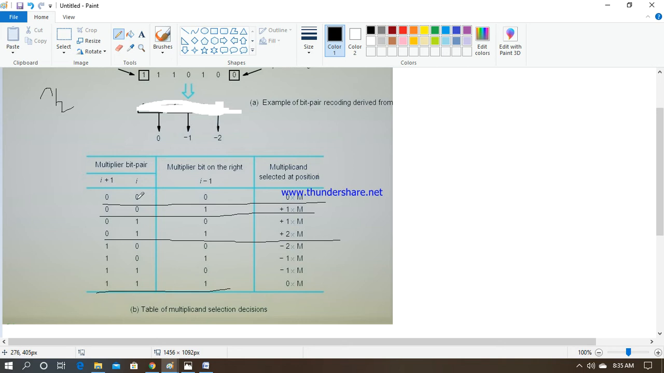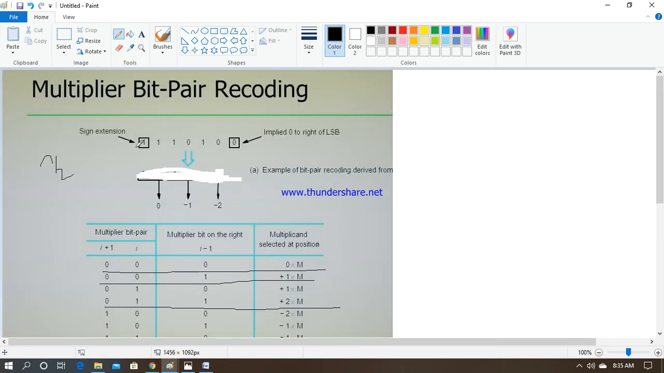Let's go for a small example. I am repeating: consider that we have the number 110. If you want to derive the bit pair recoding, we have to write 0 by default on the right of the LSB. This is not a substitution, just writing 0. And on the left we write the most significant value, 1 here. So we have 0 as well as 1 added, and now we have totally 7 bits. Now you can go for the bit pair recoding.